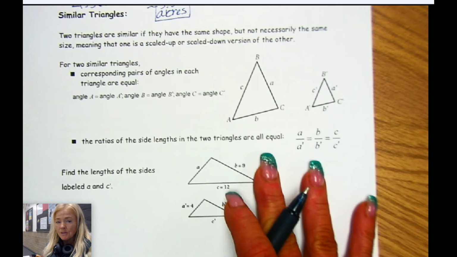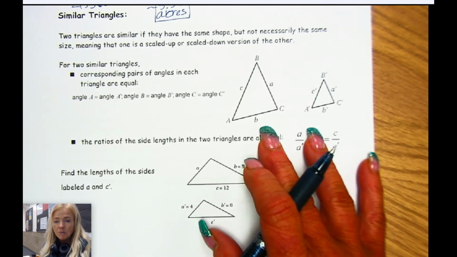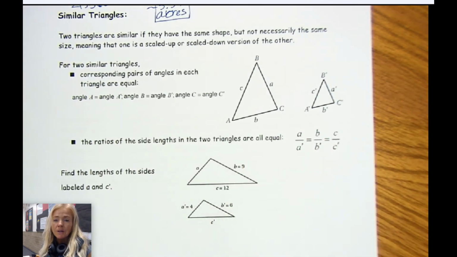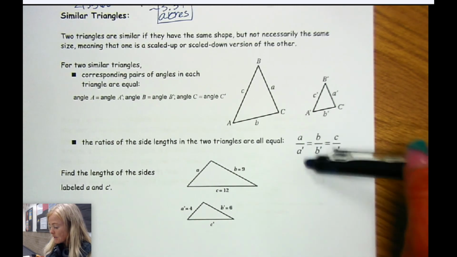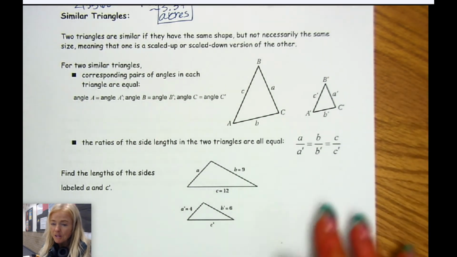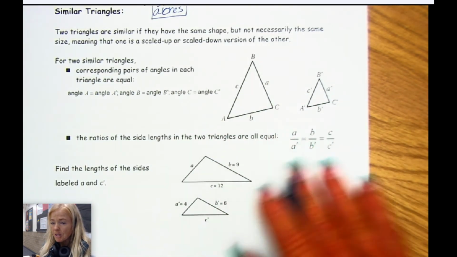All right, two triangles are similar if they have the same shape but not necessarily the same size, meaning one's going to be bigger than the other, or a scaled up or scaled down version, but the same triangle, same shape and everything, just different in size. So the ratios of the side lengths are all equal, and that's just a condition. What we know about similar triangles is their ratios are going to be equal.